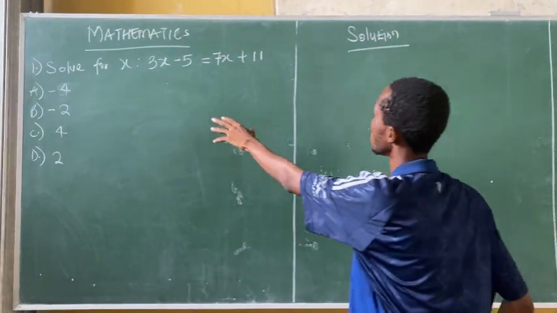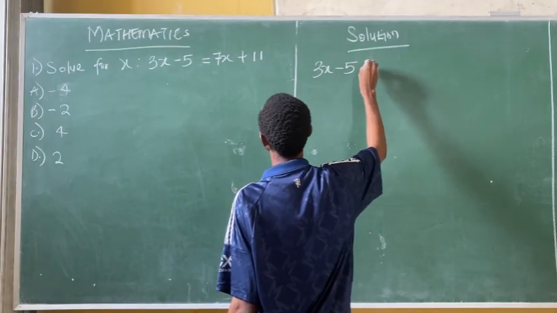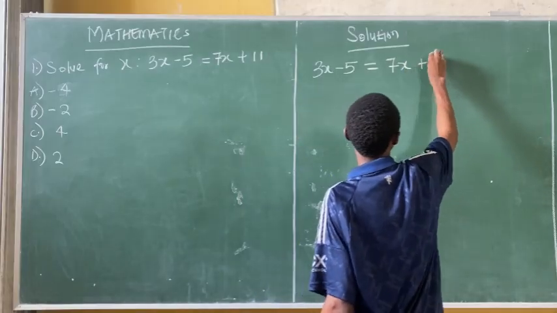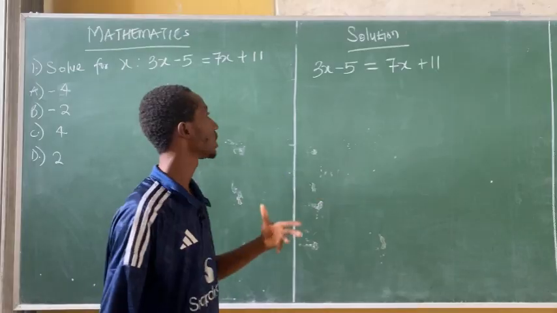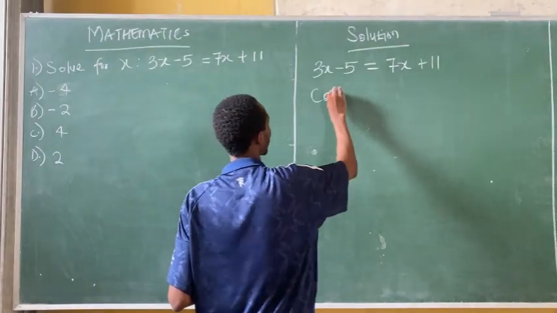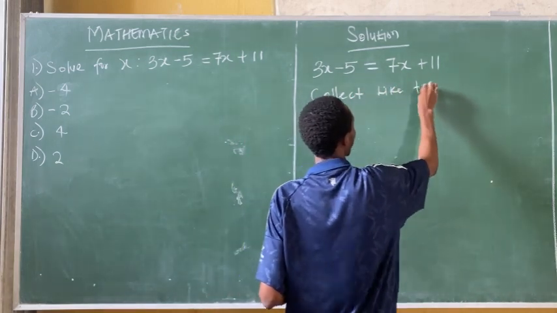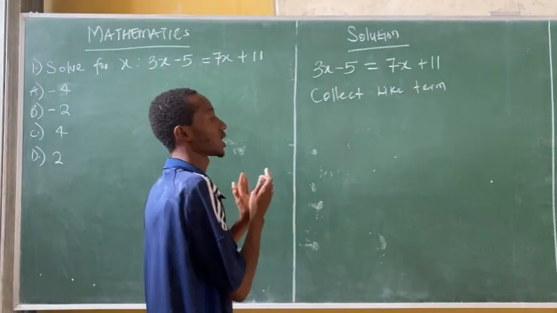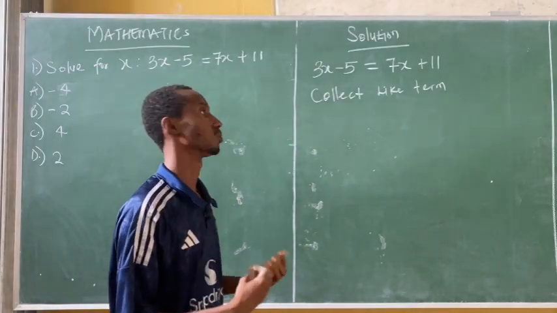We write this equation. 3x minus 5 is equal to 7x plus 11. At this point, the first step is to collect like terms, meaning terms with x should come to one side of the equation, terms without x should go to the other side of the equation.